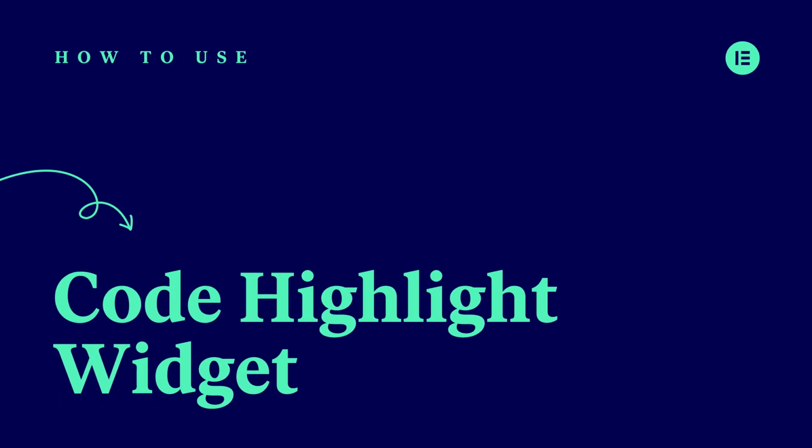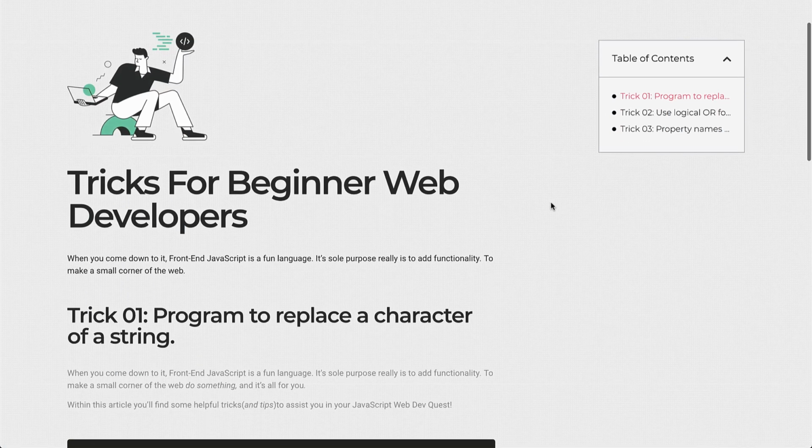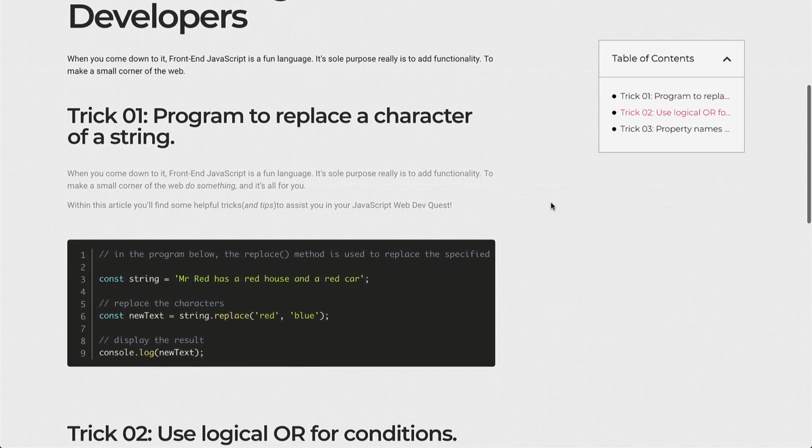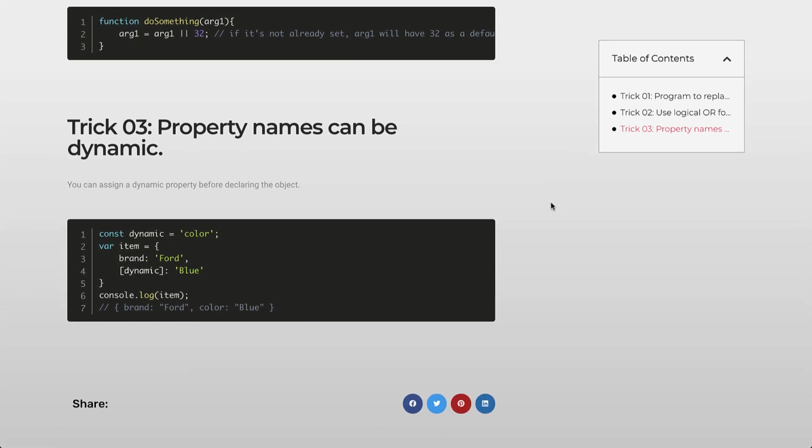In this tutorial, I'll introduce you to the Code Highlight widget. If you often use code snippets in your content, such as on a development blog for example, this widget is for you. It allows you to make your code more readable and visually consistent with your site, without the need for any additional plugins. There are various things you can do with this widget, so let's dive in and see how easy it is to create beautiful code snippets with Elementor.